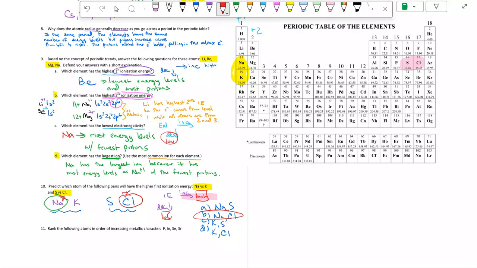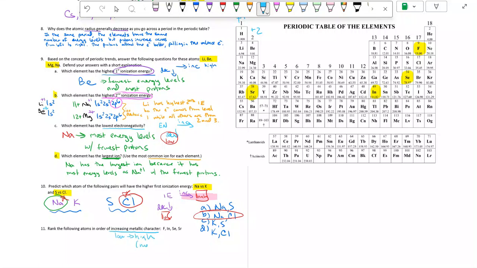Okay. And then last question here says rank the following atoms in order of increasing metallic character. So who's most like a metal? So we didn't have actual patterns for this, but in general, remember your metals are over here on the lower left. So metals, it gets more and more metallic as you go that way, okay, to the bottom left. And so if we look at fluorine, and then indium, selenium, and strontium. Okay, if we want increasing metallic character, we want low to high.